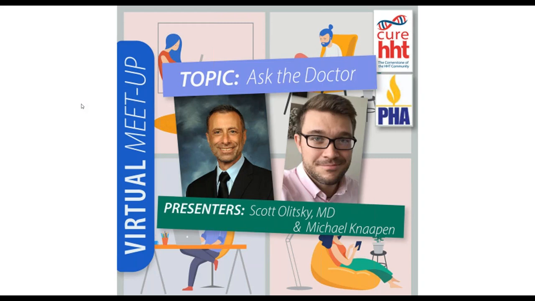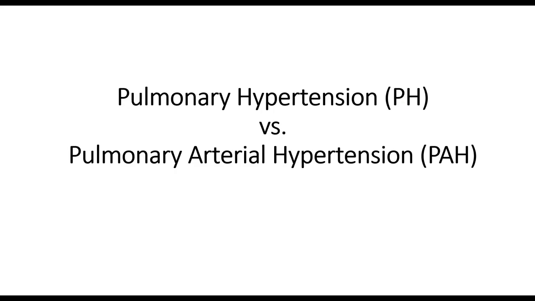Paul, if you can put on the first slide, I thought I'd just briefly go through some terminology and some very basic anatomy and physiology so we all kind of know what we're talking about as we discuss these. So what is pulmonary hypertension and how does it differ from pulmonary arterial hypertension? Well, first of all, pulmonary hypertension is a disease where the pressure inside the pulmonary arteries is higher than normal.